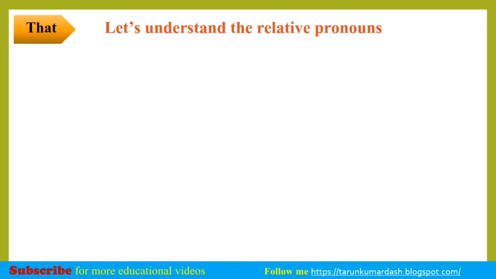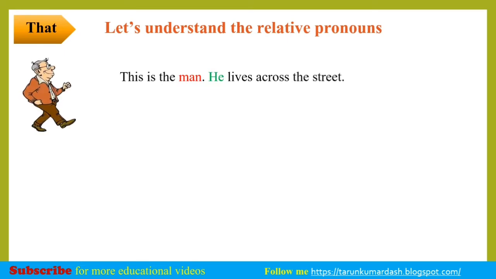Next, that. This is the man. He lives across the street. This is the man that lives across the street. We are pointing here to a person. We can use here who also, because man represents a person. So here we can say that can be used for persons also.